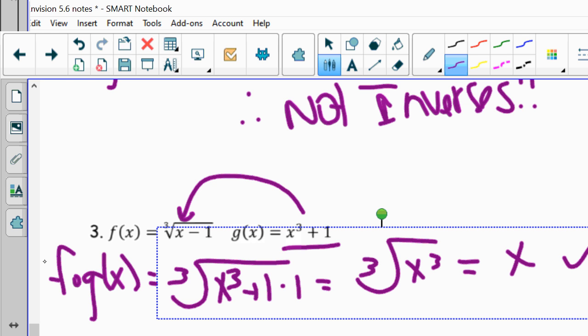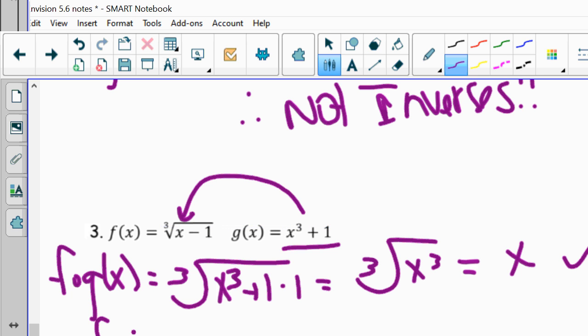So now we want to go the other direction, g of f of x. Take all of this and plug in right there. And so I have the cube root of x minus 1, cubed, plus 1. When I cube the cube root, I just get what's underneath, x minus 1 and plus 1, which equals x. Therefore, they are inverses. Okay?